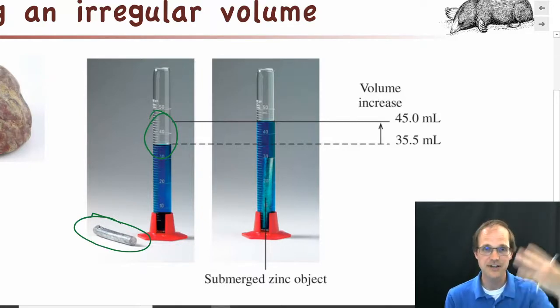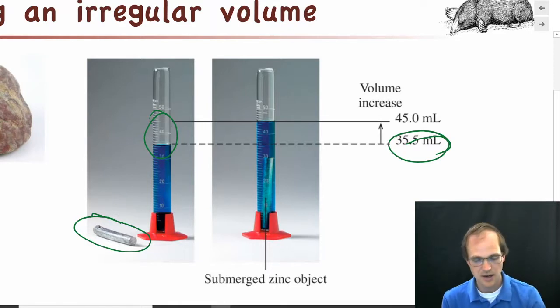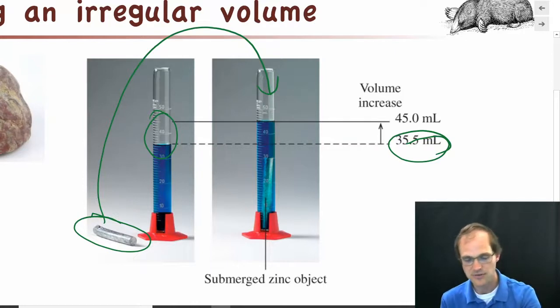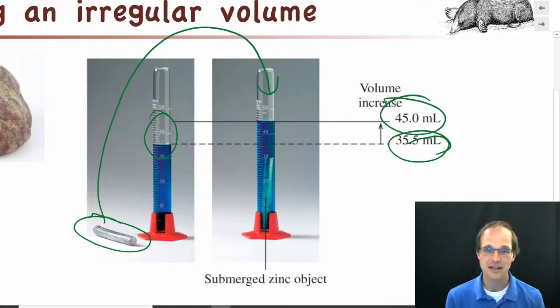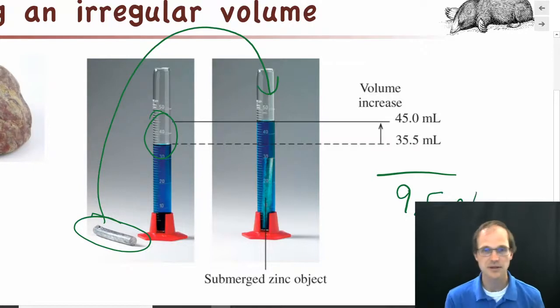And so we fill up the graduated cylinder part way. We measure the initial volume. Here it was 35.5 milliliters. We then put our item into the graduated cylinder, measure the new volume, and that tells us what the volume of our object was when we subtract the two of them. So here in this case we'd take 45 minus 35.5, and we'd get 9.5 milliliters.